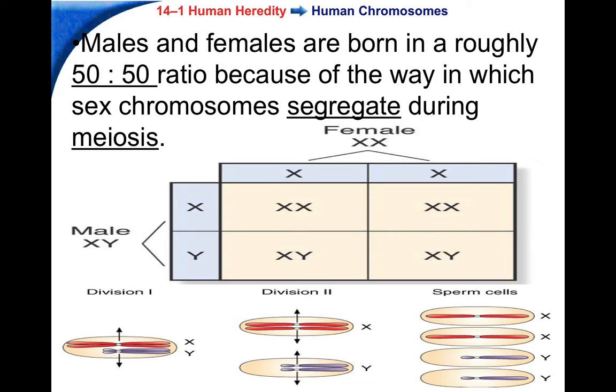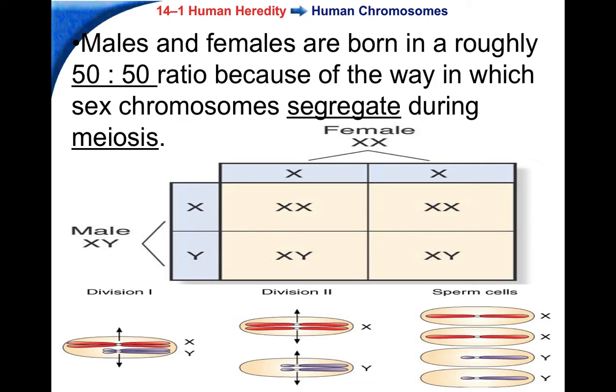If you guys remember, during meiosis, it goes through 2 divisions. After the first division, you end up with 2 cells, and at the end of the second division, you end up with 4 cells. Now, if you notice, the sperm cells on the bottom right-hand side, 2 of the sperm cells carry an X chromosome, 2 of them carry a Y chromosome. So now if you look above the Punnett square, you'll notice the male on the left-hand side, one block says X, one block says Y. That means half of the sperm carry the X chromosome, half the sperm carry the Y chromosome.